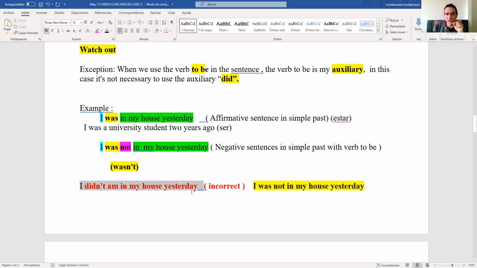Esto sería una oración incorrecta. I didn't am in my house yesterday. Digo, ok, entonces es el verbo to be, entonces tengo que utilizar el did, porque el did es el auxiliar del pasado simple. Entonces, didn't, y el verbo to be vuelve al presente porque es el pasado simple, entonces así, no. ¿Por qué no? Pues porque aquí en la oración tengo el verbo to be. Y el verbo to be, ya les dije que es el auxiliar, entonces el did no se necesita. ¿Ok? Entonces, aquí sería como les acabo de explicar.